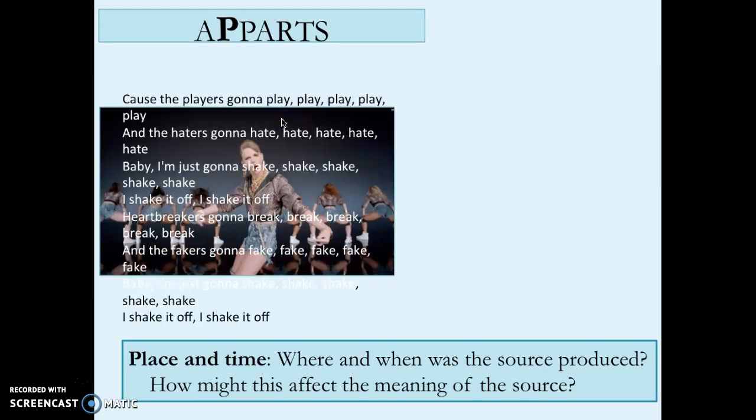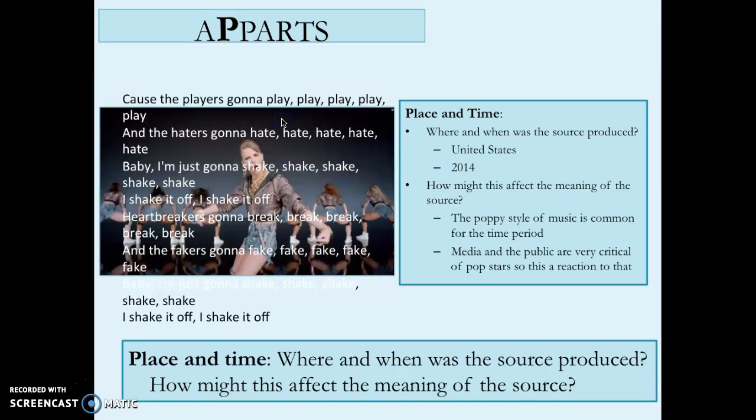Place and time. Where and when was the source produced, and how might that affect the meaning of the source? So think about context, putting it into time periods that make sense. This was written in 2014, so it's more recent pop culture. This isn't a song that was going to be written in 1914, so place and time are super important.